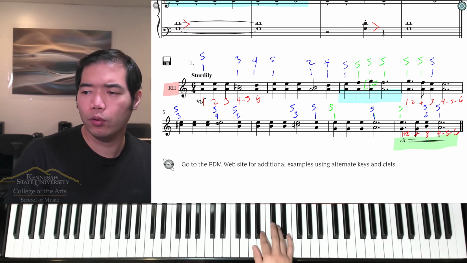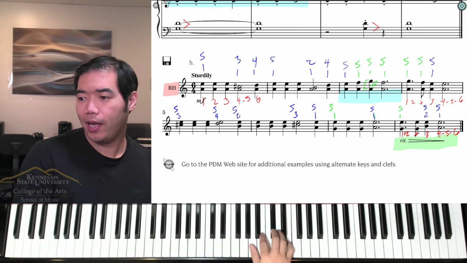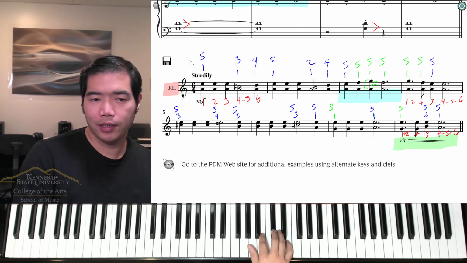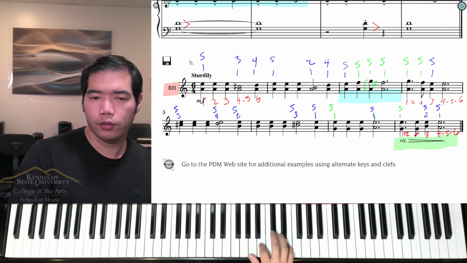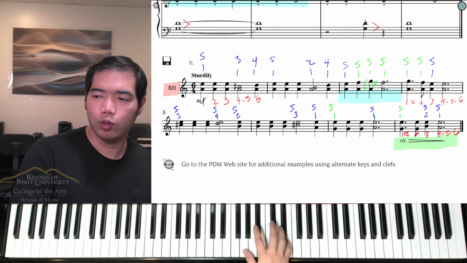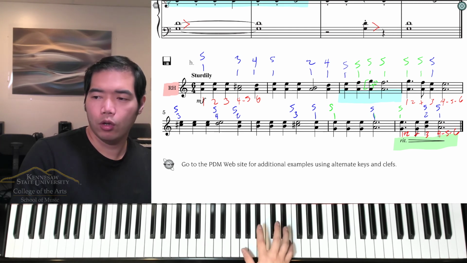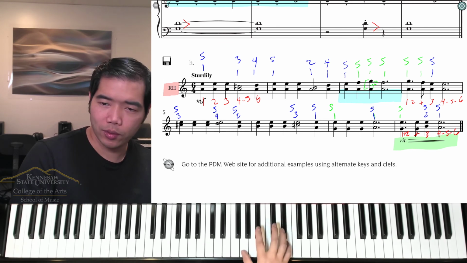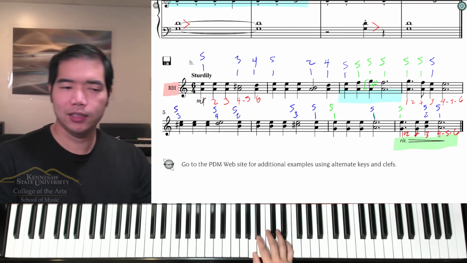So now let's try the whole second system for the right hand. C sharp, E, here we go. 1 and 2 and 3 and 4, 5, 6, 1, 2, 3, 4, 5, 6. Stretch your thumb. 1, 2, 3, 4, 5, 6. Stretch your thumb. 1 and 2 and 3 and 4, 5, 6.